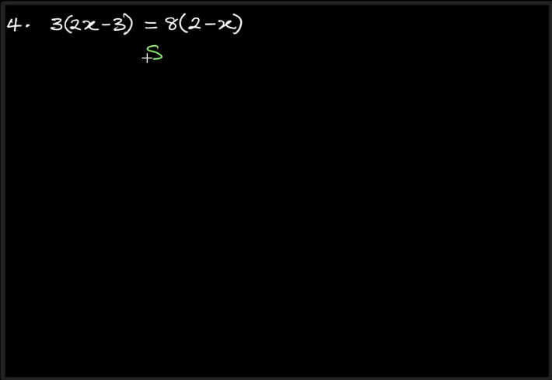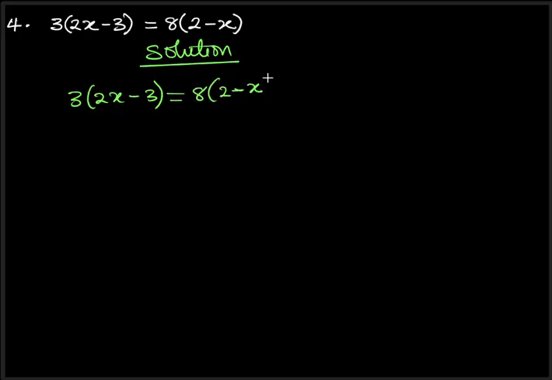And then we move down to number 4. What do we have? 3(2x - 3) = 8(2 - x). Now 3 is multiplying the bracket on the left hand side and 8 is multiplying the bracket on the right hand side. So 3 times 2x will give us 6x, minus 3 times 3, 9. This is equal to 8 times 2, 16, minus 8 times x, 8x.